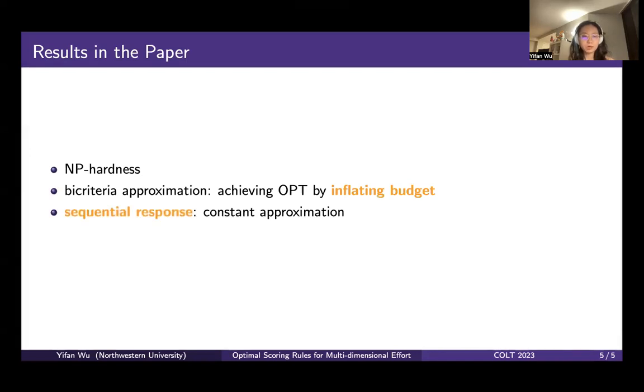And under a different model of sequential response, where the agent can look at one assignment, obtain the information, and decide whether to go next, we show the same scoring rule is also a constant approximation. And that's all. Thank you.